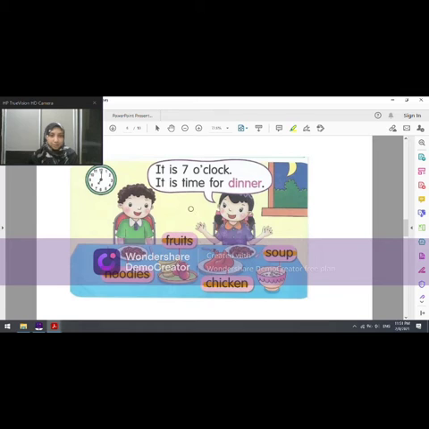So let's read the sentence together. It is 7 o'clock. It is time for dinner. Sekarang pukul 7 petang. Sekarang masa untuk makan malam. Dinner in Malay is called makan malam.